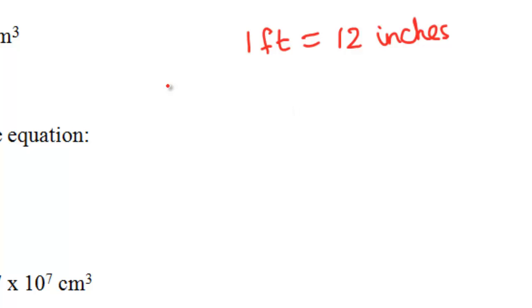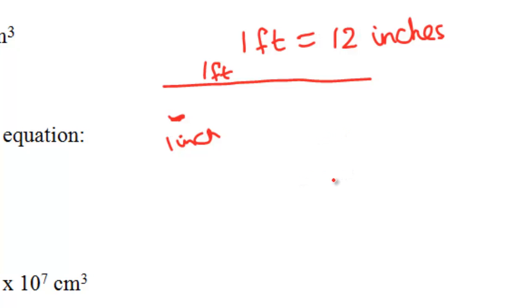Now what does that mean? This means that if you have a 1 foot length and compare it to a 1 inch length, so this is 1 foot and this is 1 inch. Suppose this line is 1 foot long and this line is 1 inch long. 1 foot equal to 12 inches means you need 12 of those inch lengths to make up 1 foot length. Okay, that's the meaning of 1 foot equal to 12 inches.